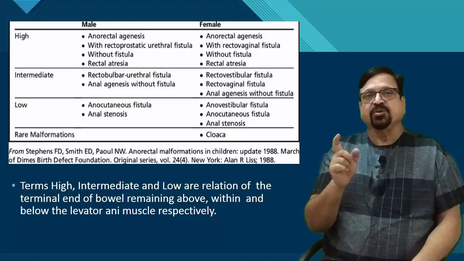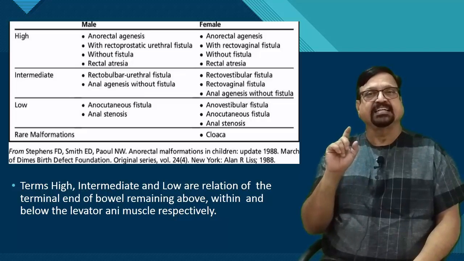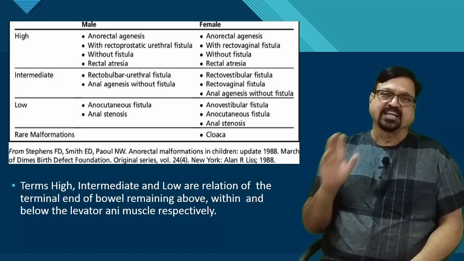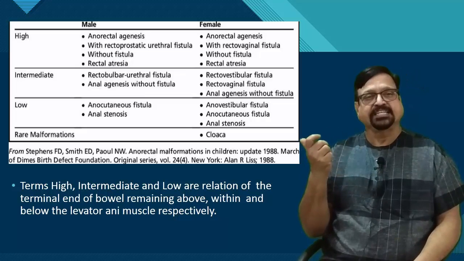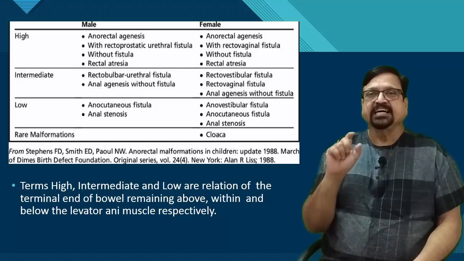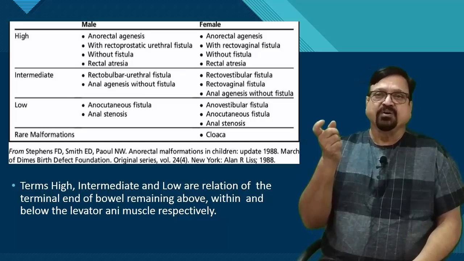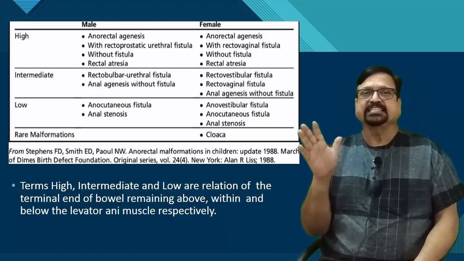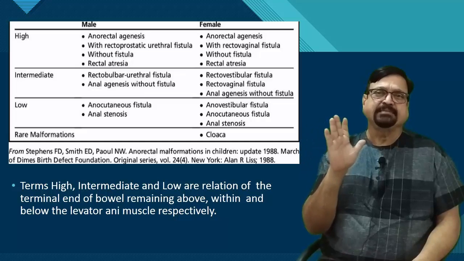So with and without fistula are both covered in the high type of classification, and there can be a rectal atresia of the distal segment or of the larger segment. Now in females, anorectal agenesis with rectovaginal fistula, without fistula, and with rectal atresia. So more or less, except for certain things, the basics remain the same.